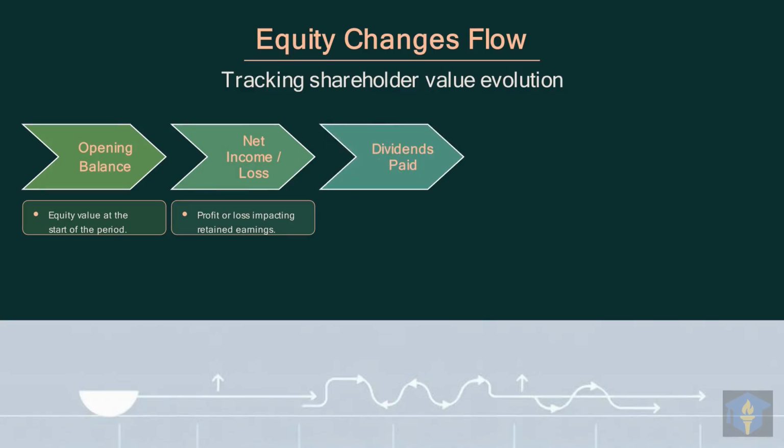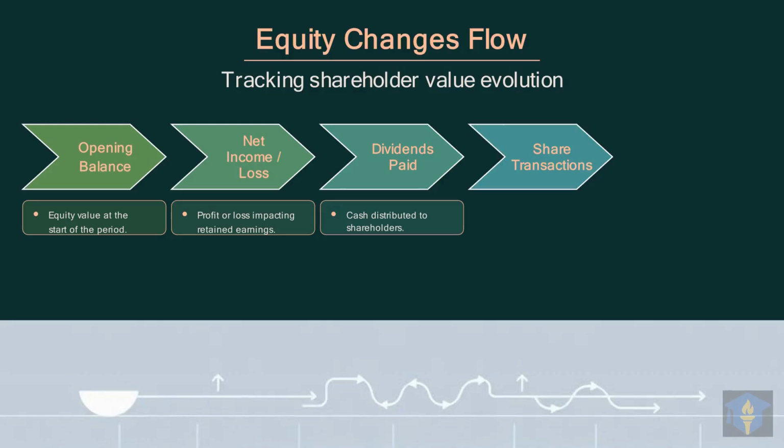Dividends paid are the cash distributions made to shareholders, which reduce the company's equity. These are the amounts of money that the company gives back to its owners or shareholders. Share transactions include the issuance of new shares or the repurchase of existing company shares. This involves activities like selling new shares to investors or buying back shares from the market.